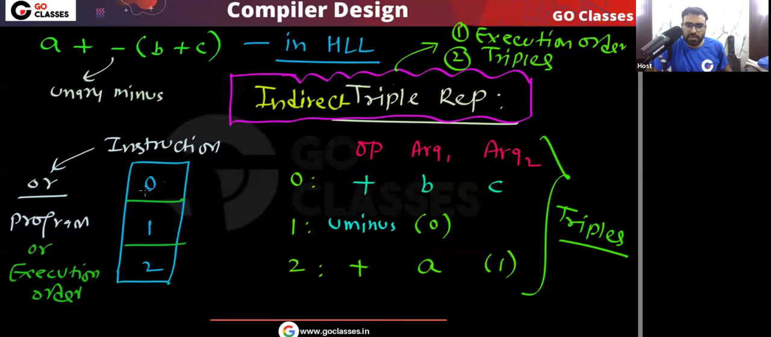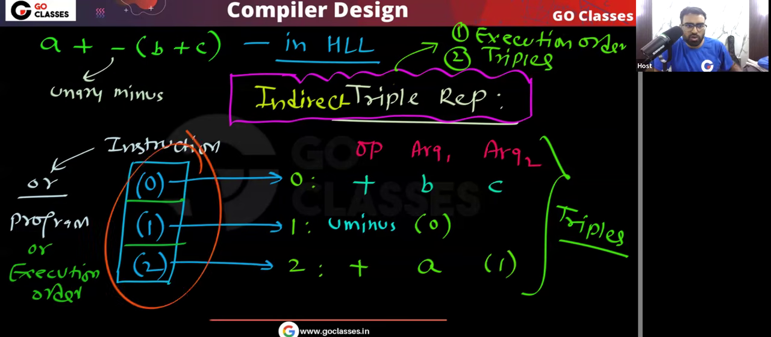That's it. What it simply means is that this is basically a pointer to this triple, this is a pointer to this triple, this is a pointer to this triple. Is this clear? And remember, this execution order, or I can say this instruction list, is also an array of pointers, this is also an array.